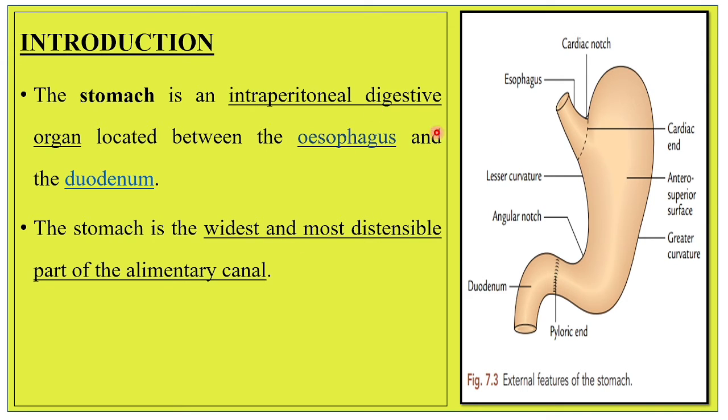So this organ, the stomach, is an intraperitoneal digestive organ that is present in between the esophagus and the duodenum. The duodenum is the first part of your small intestine. So it is present in between the esophagus and the small intestine.